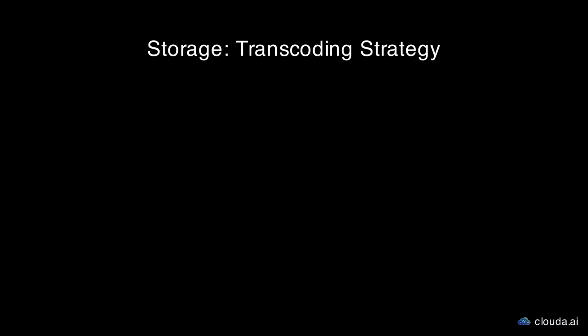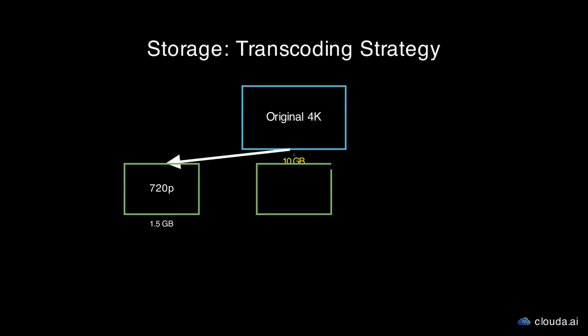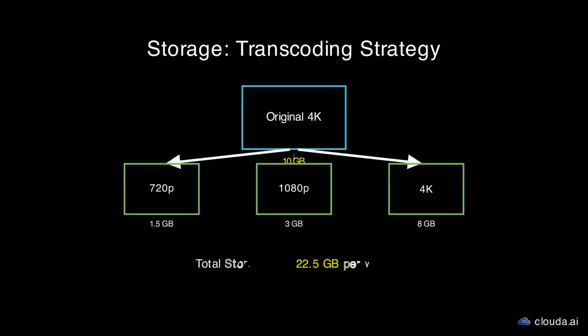Another critical decision is our transcoding strategy. When a video is uploaded in 4K at 10 GB, we immediately transcode it into multiple resolutions: 720p at 1.5 GB, 1080p at 3 GB, and 4K at 8 GB. This means storing 22.5 GB per video instead of just the original 10.